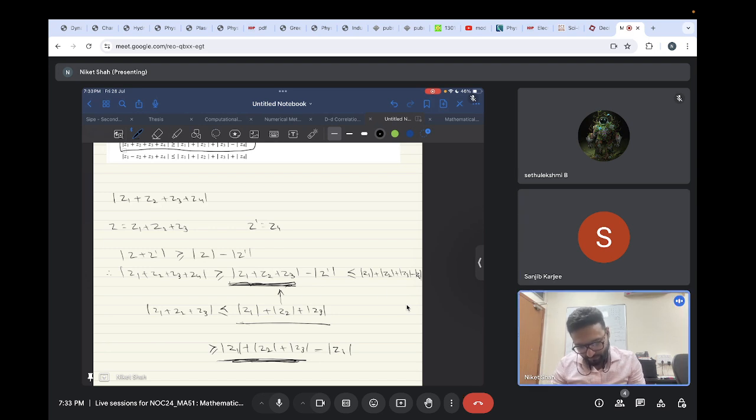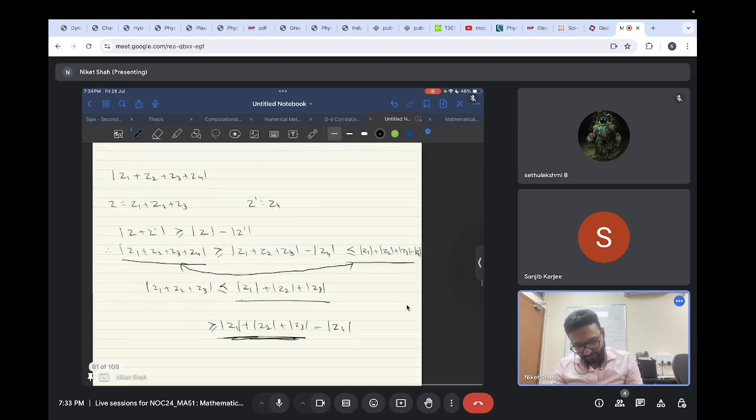So this is what we get. If you can see, this left hand side, mod of z1 plus z2 plus z3 plus z4, is greater than or equal to this expression, which is less than this expression. So I can't directly establish a link between this and this. I can't establish a direct link between the left hand side expression of the whole modulus and this right hand side expression. So that is why here I can't say for sure whether it's going to be greater or lesser.